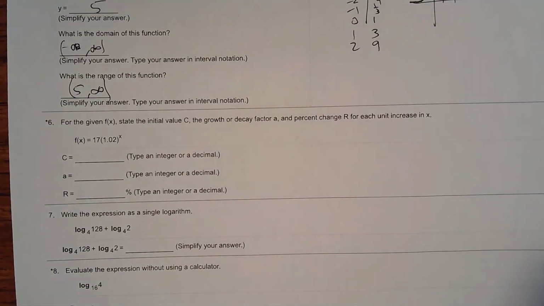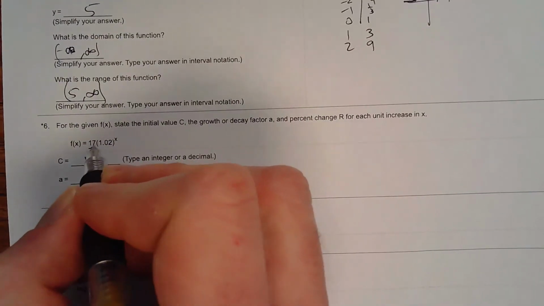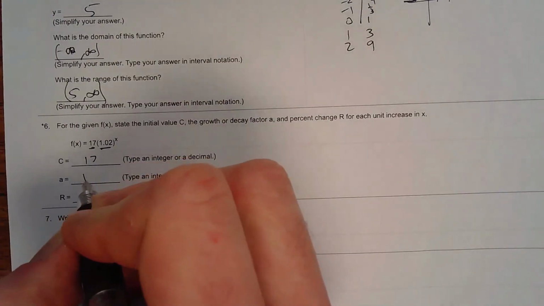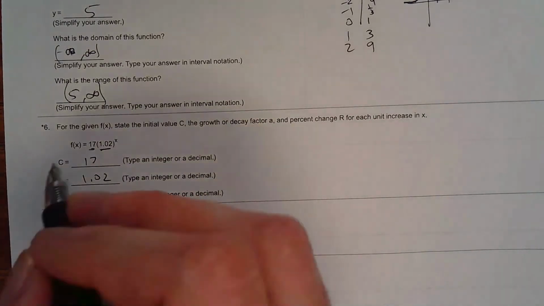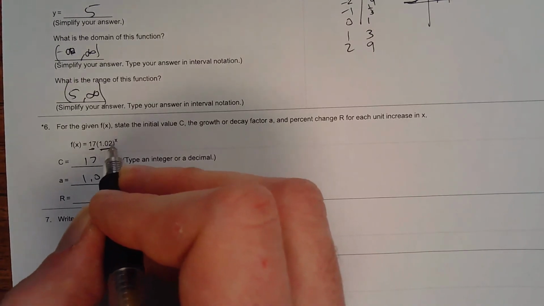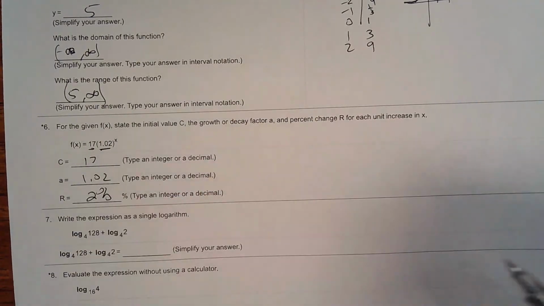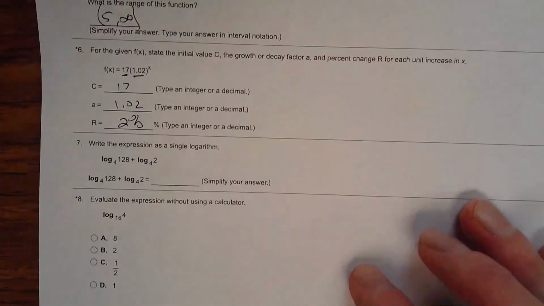Number 6, the initial value. So I'm trying to find C. The initial value is always that number out front. The growth or decay factor is the number that's inside here. And then the percent change depends. If it's above 1, then it's how much above 1 it is. If it's below 1, then it's 1 minus that number. So this being above 1, 1.02 means it's growing at 2%. So 2% growth. I guess it has a percent sign there.